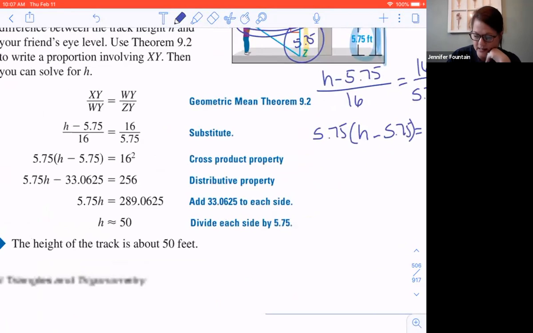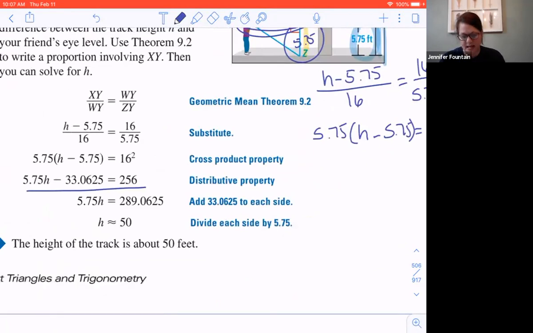So we can see that 5.75 times H is 5.75H. 5.75 times 5.75 is 33.0625. So I'm subtracting. 16 squared is 256. I set it up, divide by 5.75, divide by 5.75, and I find that H is approximately 50. Okay. So the height of the track is about 50 feet.